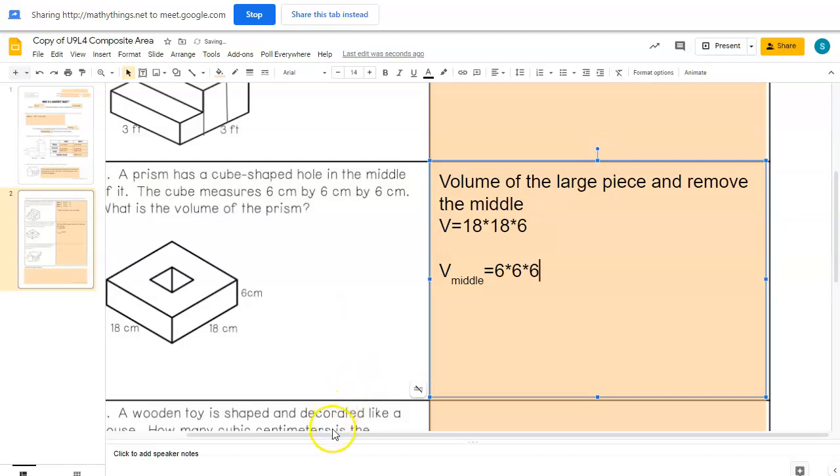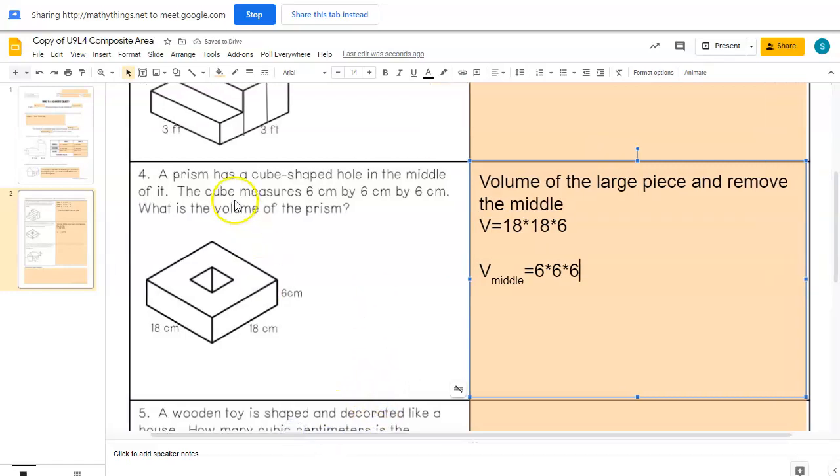And let's go ahead and read through that again to make sure we got that right. A prism has a cube-shaped hole in the middle. The cube measures 6 by 6 by 6. What is the volume of the prism? So we want to take that big volume and remove that little volume. And again, we're going to use a calculator to get those pieces.